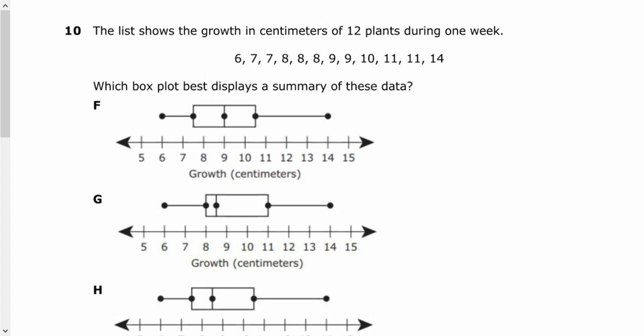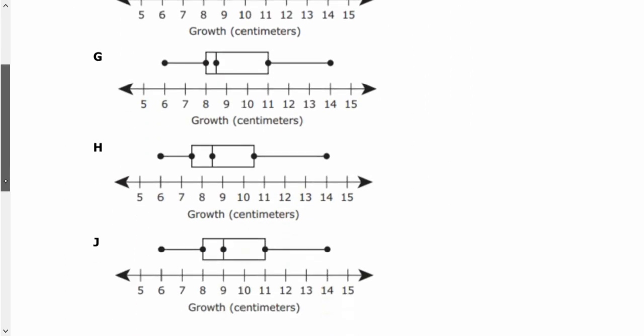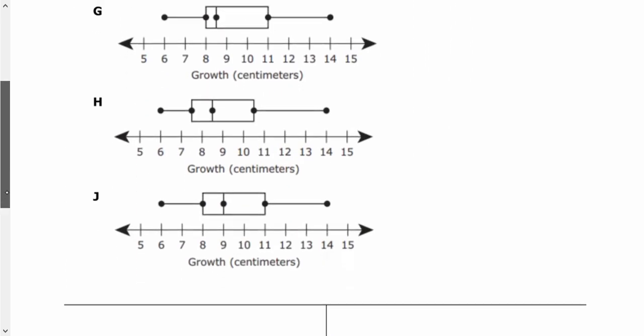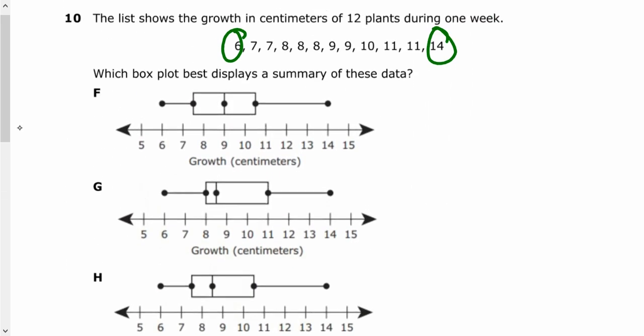Number 10, the list shows the growth in centimeters of 12 plants during 1 week. Which box plot best represents a summary of these data? Okay, so the first thing I'm going to do is find the one with my correct range, 6 to 14. So I can see F and G and H and J all have that. My next thing to find is my median. So I'm going to kind of divide my data in half here. 1, 2, 3, 4, 5, 6, 7, 8, 9, 10, 11, 12. Told me here 12 plants.